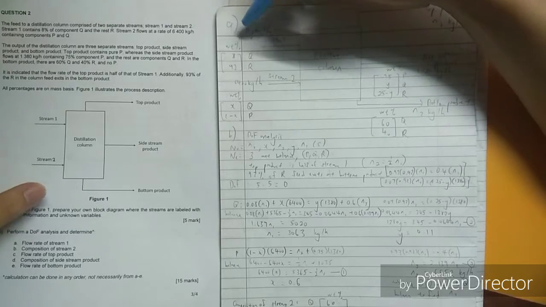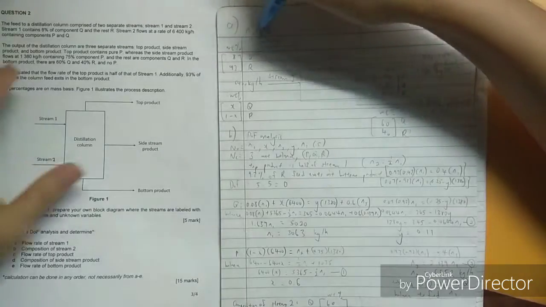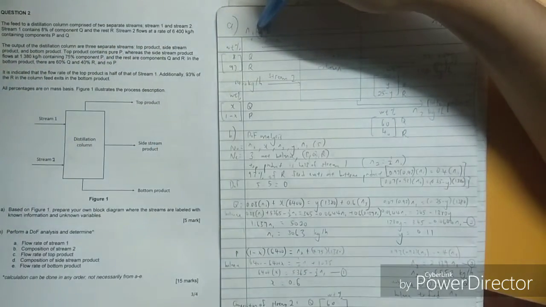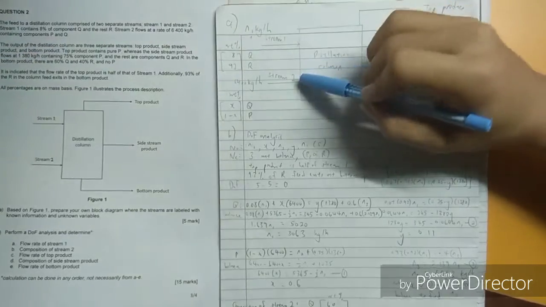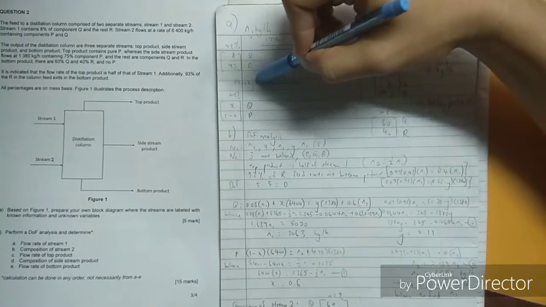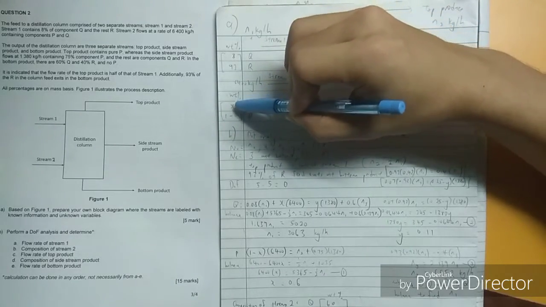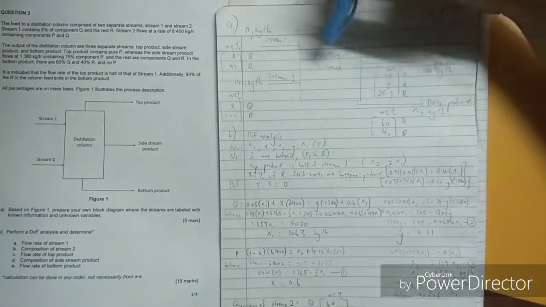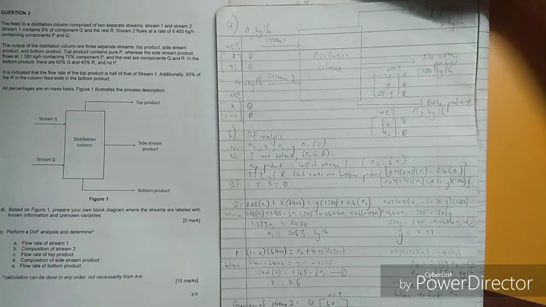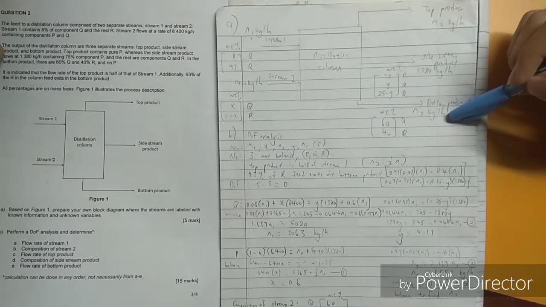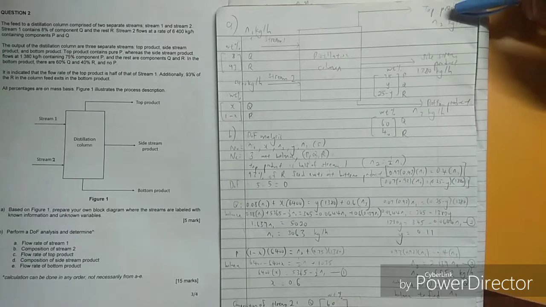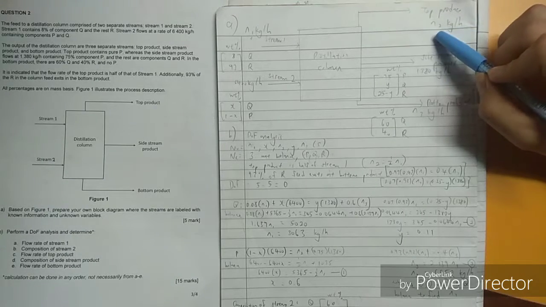For stream 1, we are given the composition but not the flow rate, so we label it as N1 kg per h. Next, stream 2 is fed at the rate of 6400 kg per h and contains components P and Q. So we label the flow rate as 6400 kg per h, and the weight percent we don't know, so we label it as X and 1 minus X. The outputs of the distillation column are three separate streams: top, side and bottom. The top is only pure P, so 100% P, and we label the flow rate as N2.